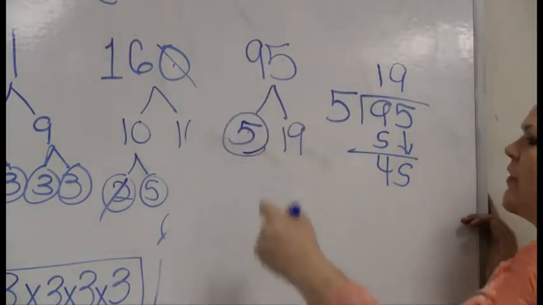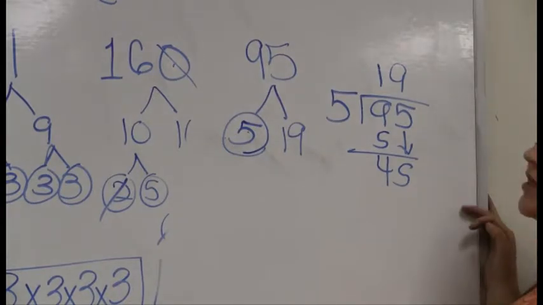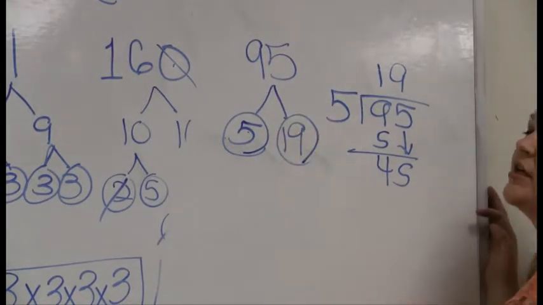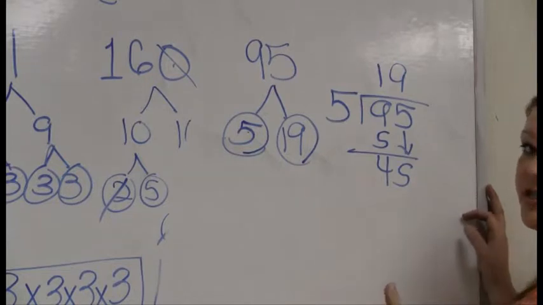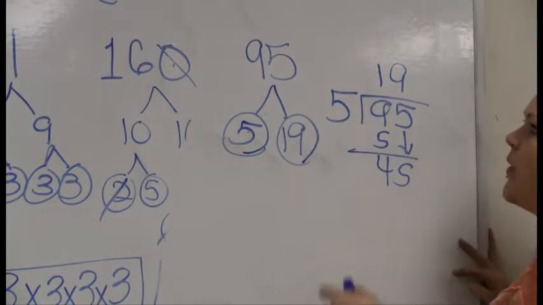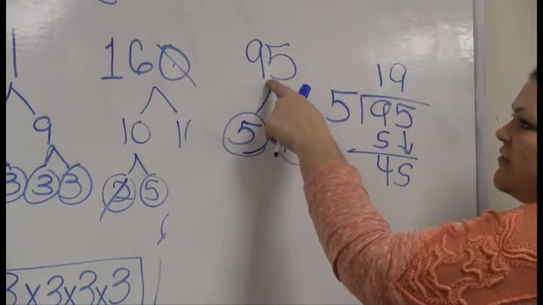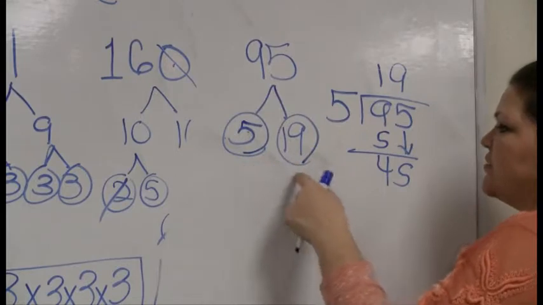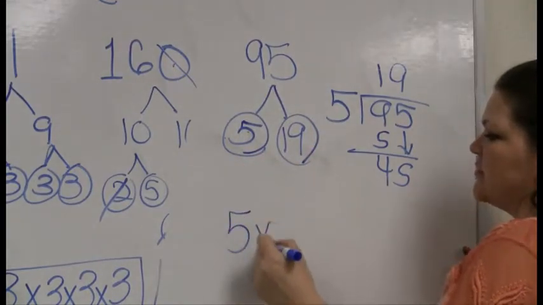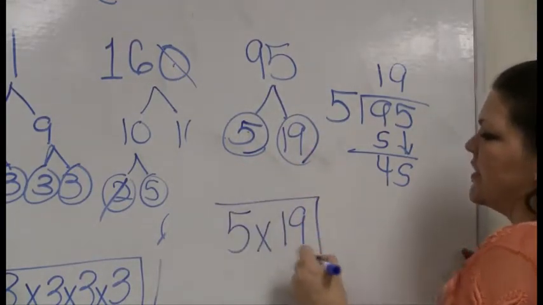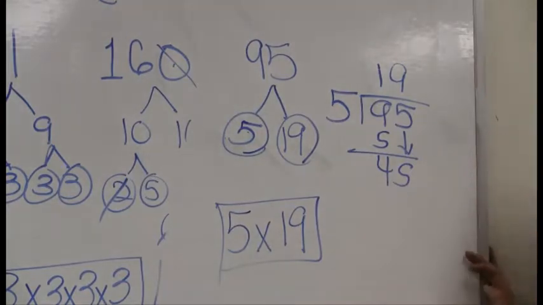5's a prime, and 19's a prime too, I promise. I wouldn't lie to you. But you can go ahead and look if you don't trust me. Check for 2's, 3's, 5's, 7's, and 11's. You won't find anything in there. So to write the prime factorization of 95, I just take these two numbers and slap a times sign between them. 5 times 19. That is my answer.